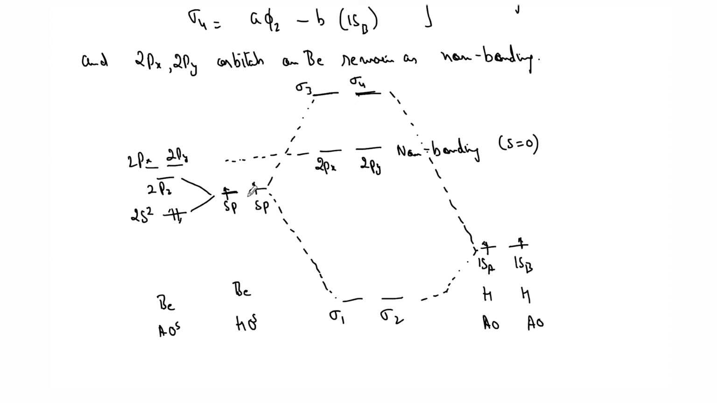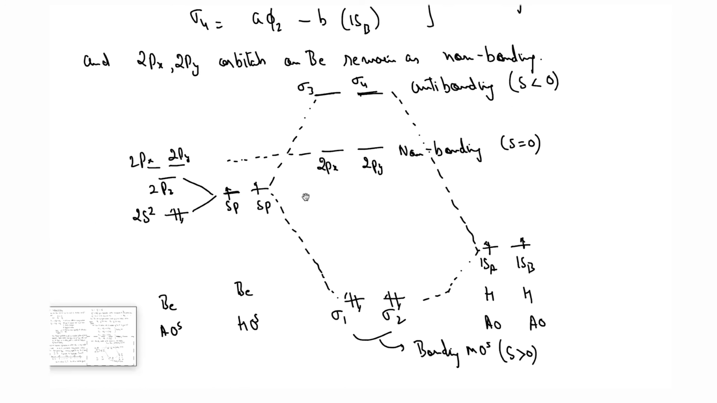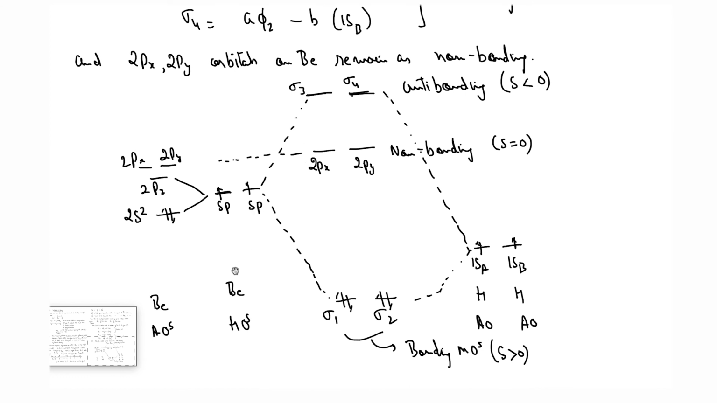So you have 4 electrons over here, so 4 will fill these two bondings. So these are bonding orbitals, bonding molecular orbitals, but localized. So S is greater than 0, and these are anti-bonding, S is negative. Okay. All right. So now we have listed sigma 1, sigma 2 and sigma 3, sigma 4 as with equal energy.